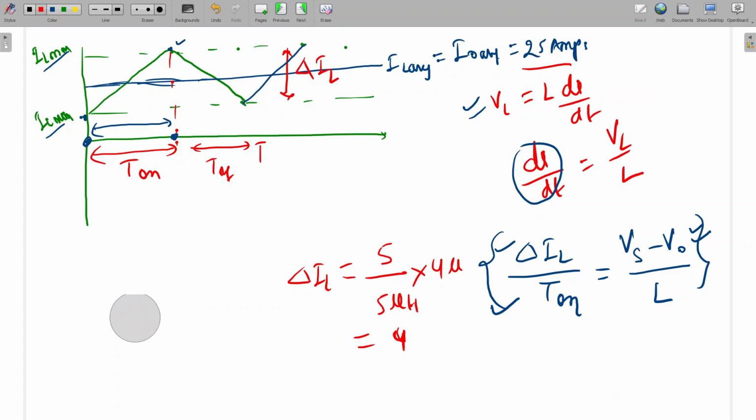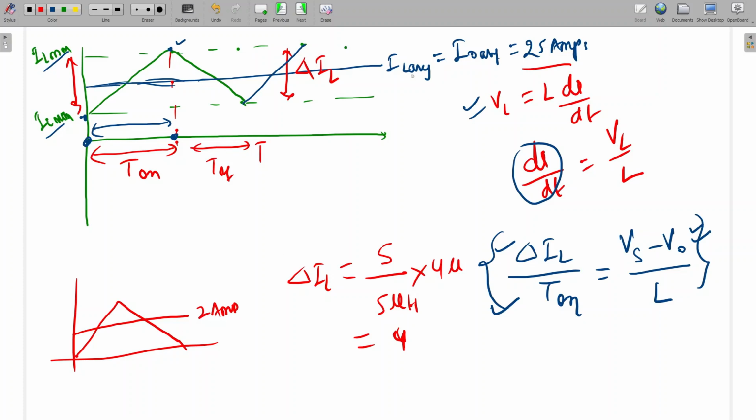Is it clear? See, the ripple current we have calculated. So the ripple from here to here, the value we are getting is 4. So if the average value will be 2, as if the load will be such that the average value will be 2 ampere, then according to this ripple, we can say this will be at the boundary of continuous and discontinuous conduction.